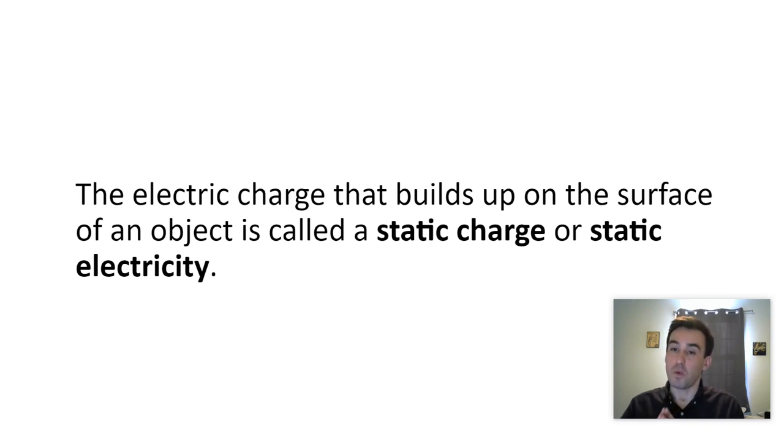Now, when an electric charge builds up on the surface of an object, this is called a static charge or static electricity. When we use the word static in science, we're talking about something that stays put in one place. So a static charge is an electric charge that is located in a particular region on an object.